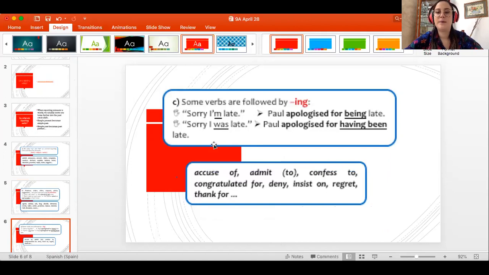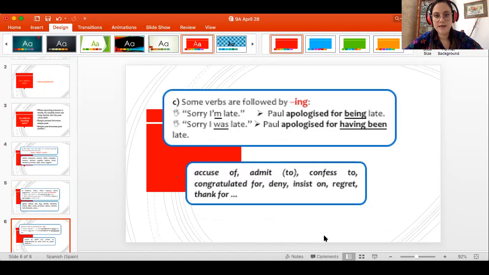The verbs followed by ing. Paul apologized for being late. So some verbs that are followed by an ing form are accuse of, admit to, confess to, congratulate for, deny, insist on, regret, thank for, etc.